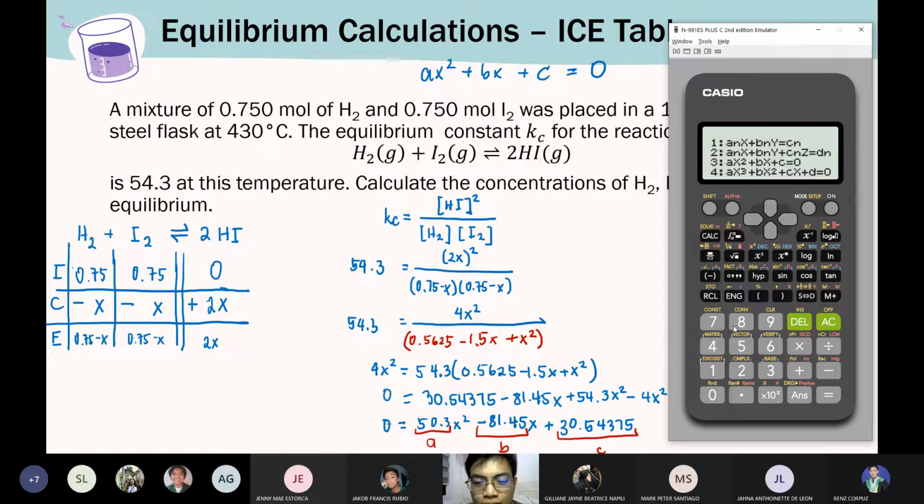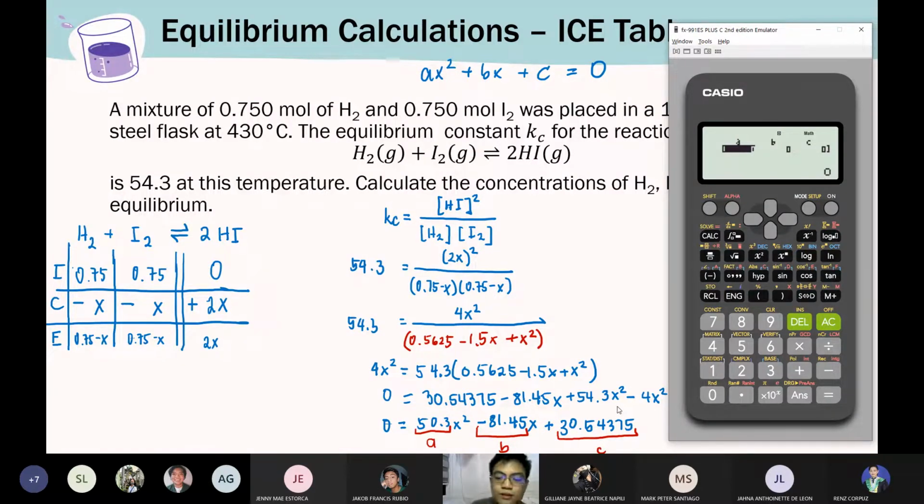Ano gagawin natin dito? Hanapin mo yung ax squared plus bx plus c, which is obviously yung number 3. Okay? So, ano uli gagawin? So, you press mode, equation, then hanapin mo yung ax squared plus bx plus c. Okay? So, you press number 3, and there you have it. Ilalagay mo na lang yung a, yung b, and then yung c.